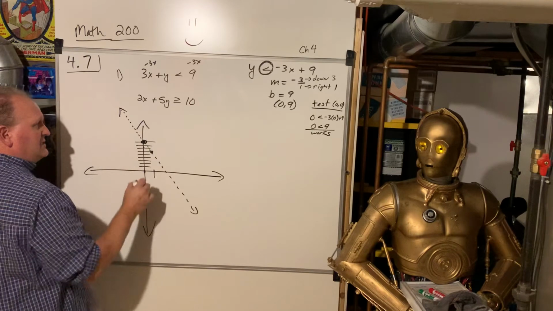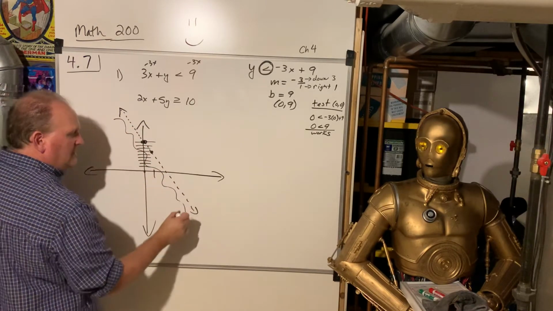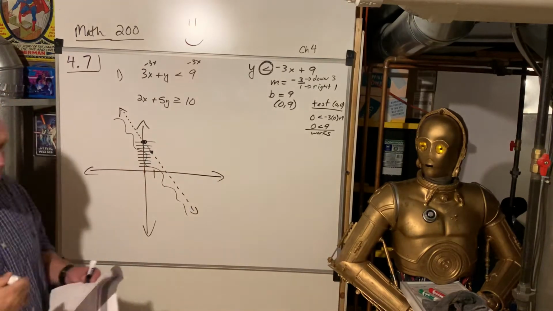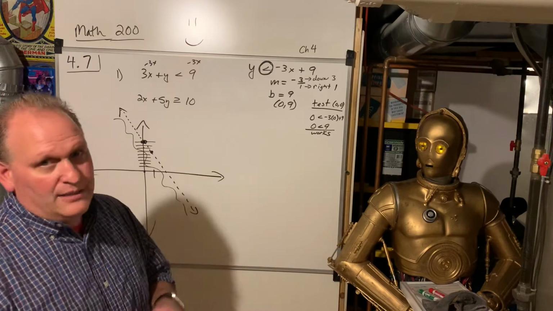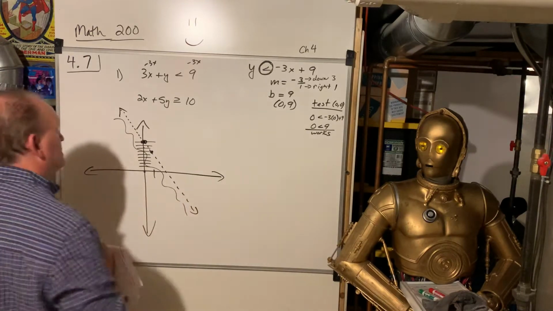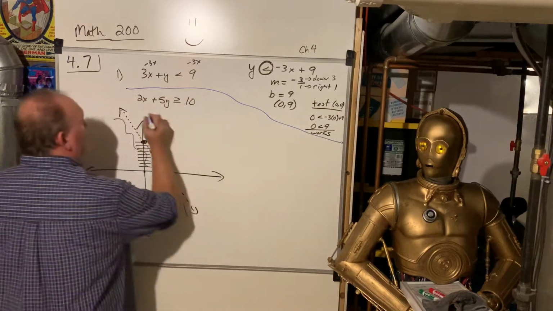But I'm not going to go crazy shading it. I'm just going to kind of do a little snaky line like this on the side of the line. That means I'm going to shade that side of the line, but I'm not going to go crazy shading that side of the line because I've got to do another line. This is a system of inequalities. So this one, let's do this one. We've got to solve it for y.